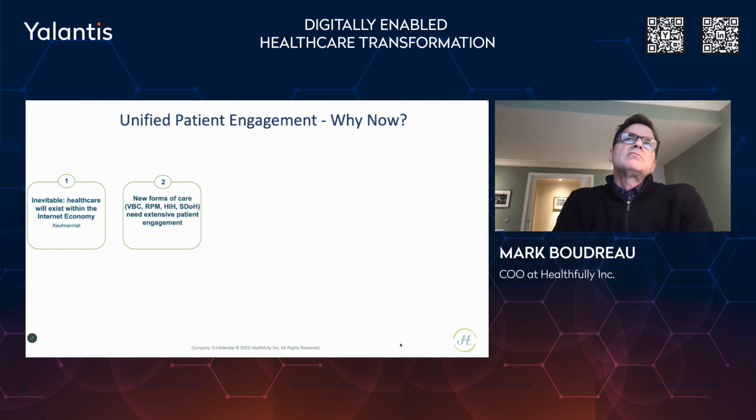There's also a continuous line of new forms of care, and when I say that, it's ongoing care outside of the hospital. So things like value-based care, RPM, hospital in the home, or social determinants of health management. These are all forms of ongoing care that require extensive patient engagement to be successful, right? This is not something that you could do from an efficiency perspective through the phone and constantly having the patient come in for an in-person visit. This is something that definitely needs an extensive solution.